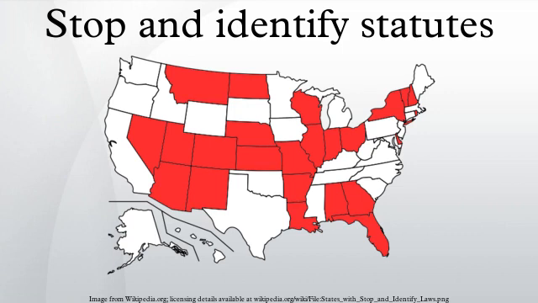Some stop and identify laws do not require that a detainee identify himself, but allow refusal to do so to be considered along with other factors in determining whether there is probable cause to arrest. In some states, providing a false name is an offense. As of February 2011, the Supreme Court has not addressed the validity of requirements that a detainee provide information other than his name.